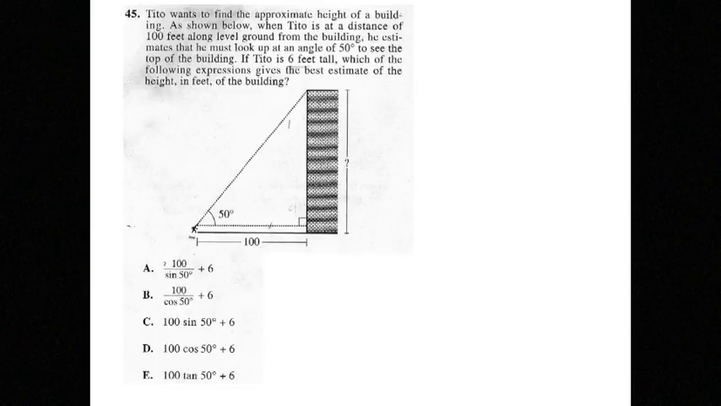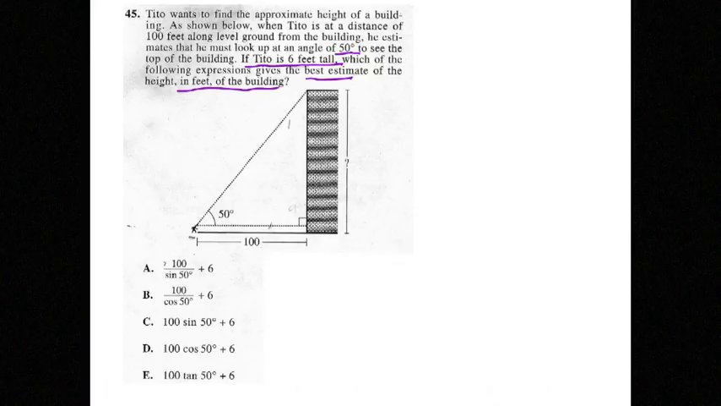45, and it tells us that Tito wants to find the approximate height of a building, as shown below. When Tito is at a distance of 100 feet along level ground from the building, he estimates that he must look up at a 50-degree angle to see the top of the building. If Tito is 6 feet tall, which of the following expressions gives the best estimate for the height in feet of the building? Okay, so which one's going to give that?